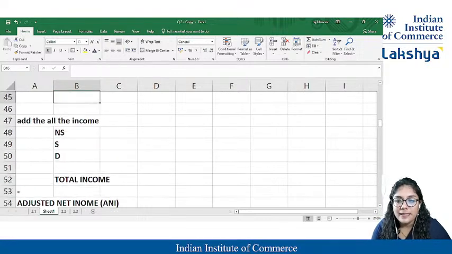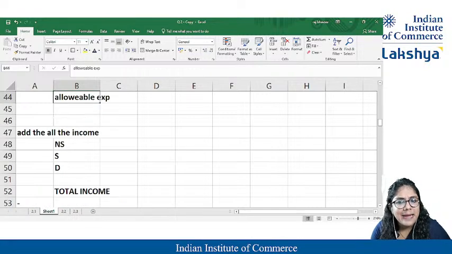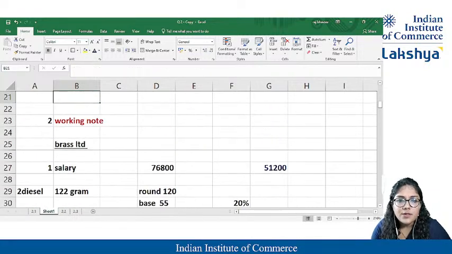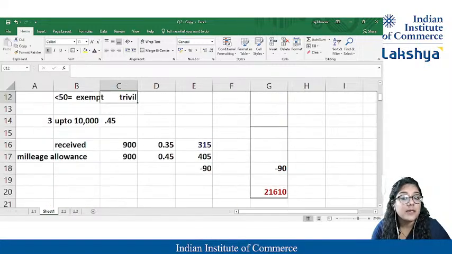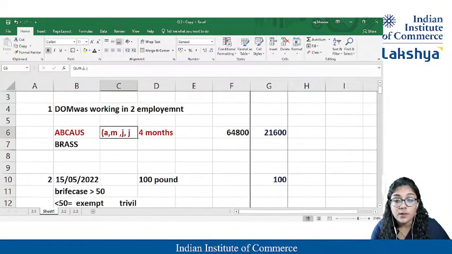Right now I knew that I had some saving income, and they have given some valuation, but that is my later part. Can I now add all the income? Students, this is not the way. This is a working note.